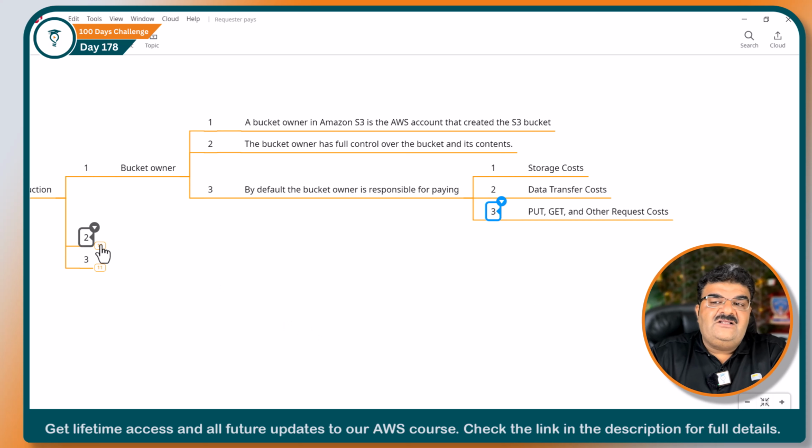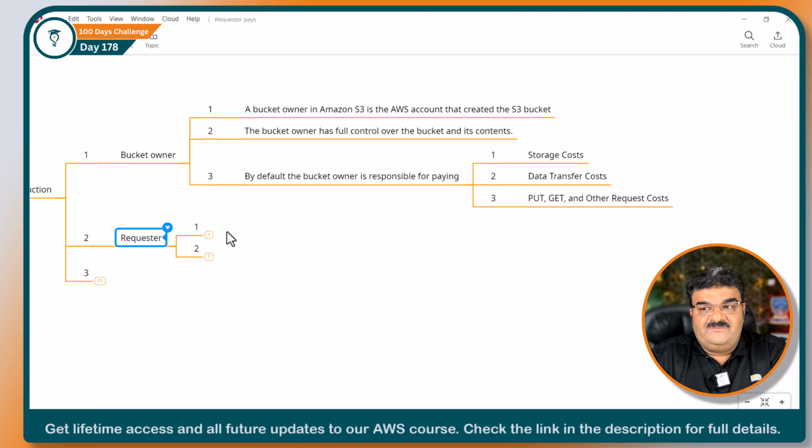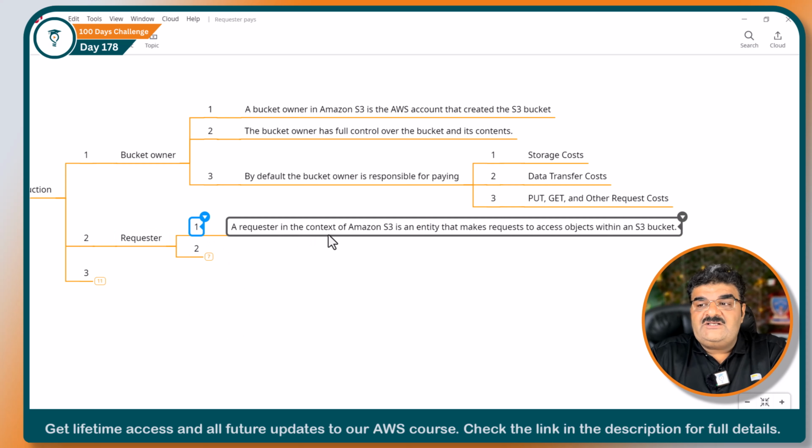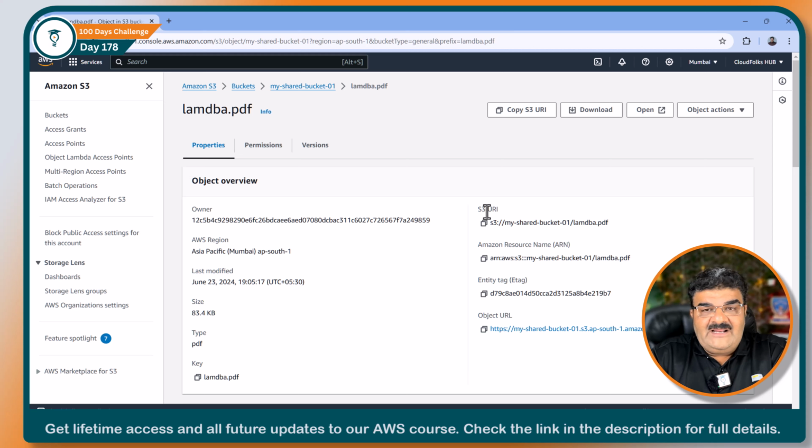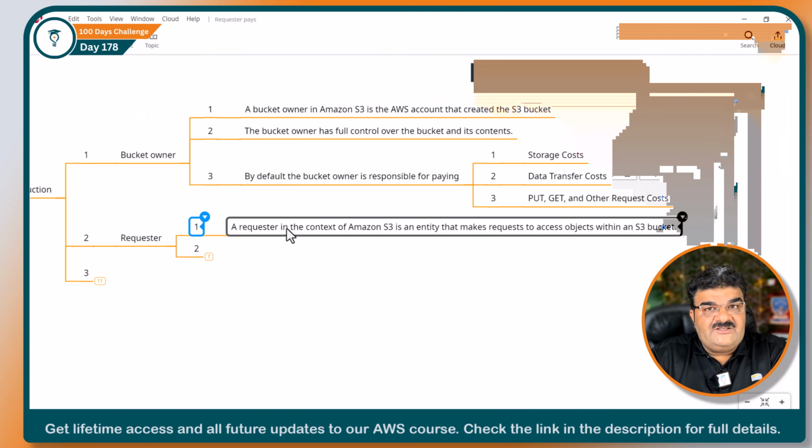Now let's understand another terminology known as requester. A requester in the context of Amazon S3 is an entity that makes requests to access objects within your S3 bucket. So let's say that I have this particular Lambda PDF file. Now I want that file to be accessible to others. So others will make a request. They can make a request using the S3 URL or object URL. Now when they send a request, we call them a requester.